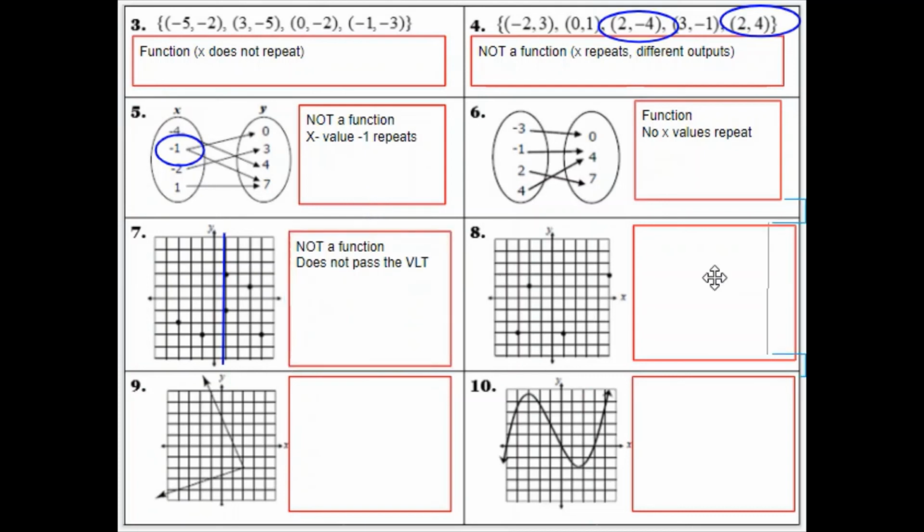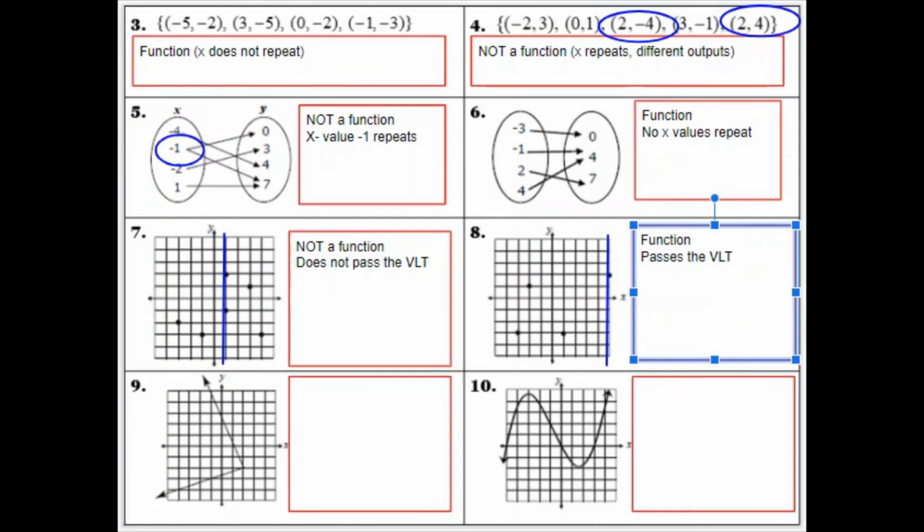How about this next one? Well, there's a point here. That's the only one on that vertical line. There's one here, one here, one here. There's nowhere I can draw a line where I can hit more than 1 point. So this one is a function because it passes the vertical line test.